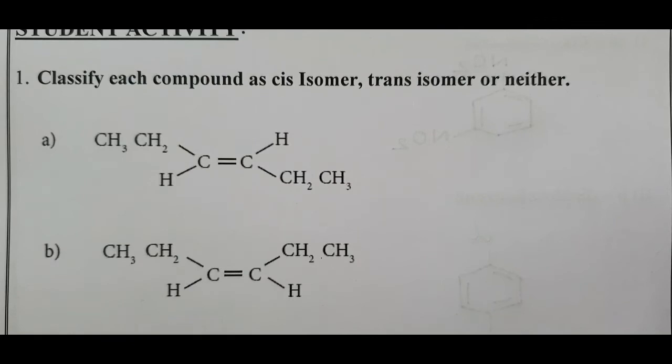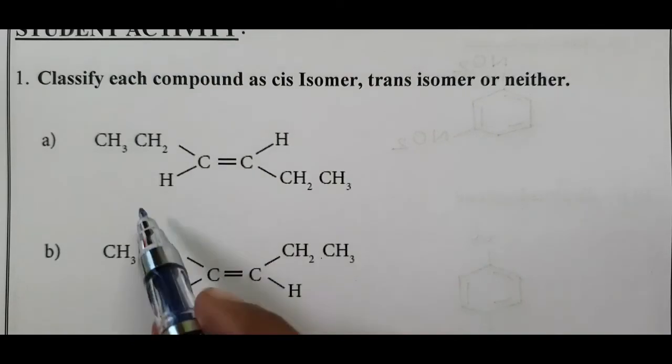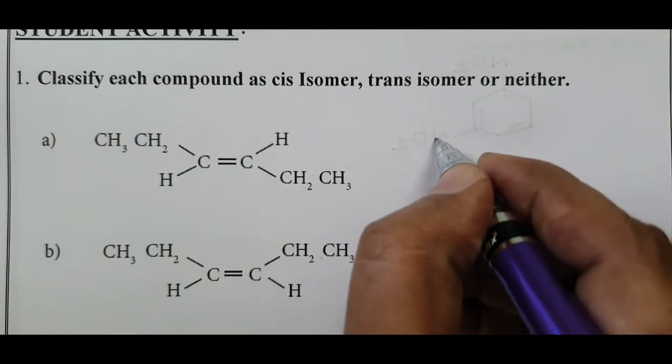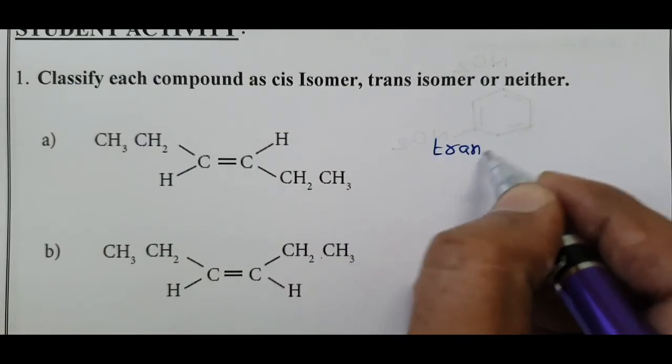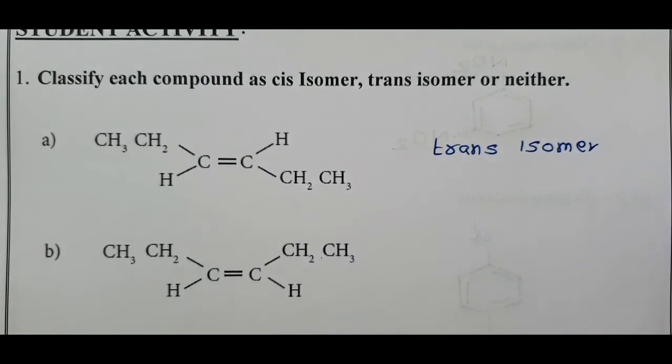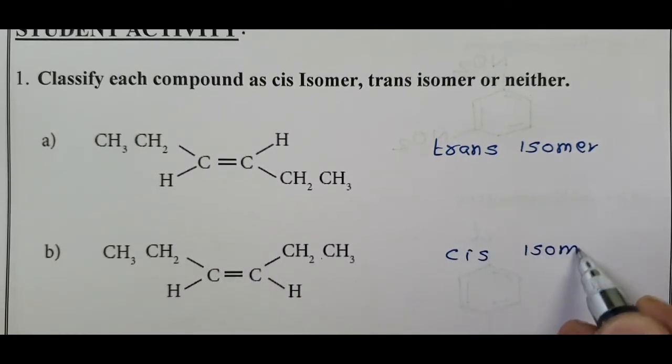In the first example, hydrogen and ethyl, the similar groups, are present on opposite sides. Therefore, the first compound is the trans isomer. In the second compound, similar groups are present on the same side. Therefore, it is called the cis isomer.